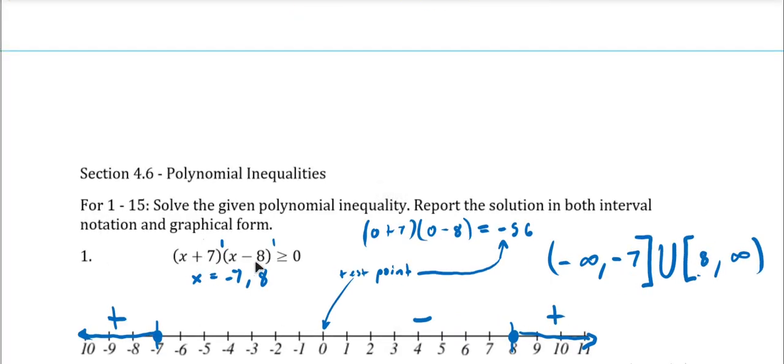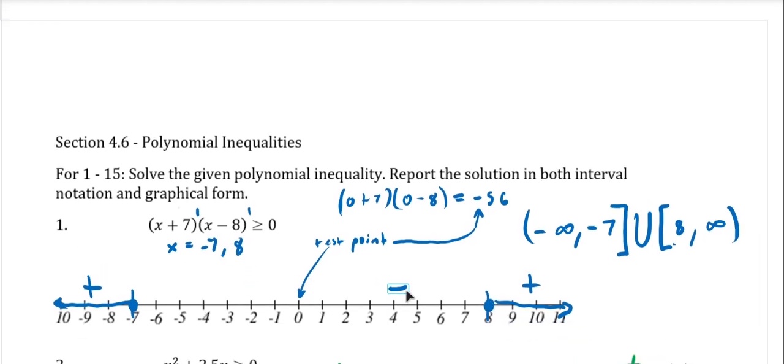This polynomial is already factored, and each term has multiplicity 1. So first, I would mark this minus 7 and this positive 8 as being the important points to note. Then we're going to want to figure out if it's positive or negative in these regions. We can do that a couple different ways. Number one is we can use a test point. For example, if I plug in 0 into this expression, I'm going to get negative 56.